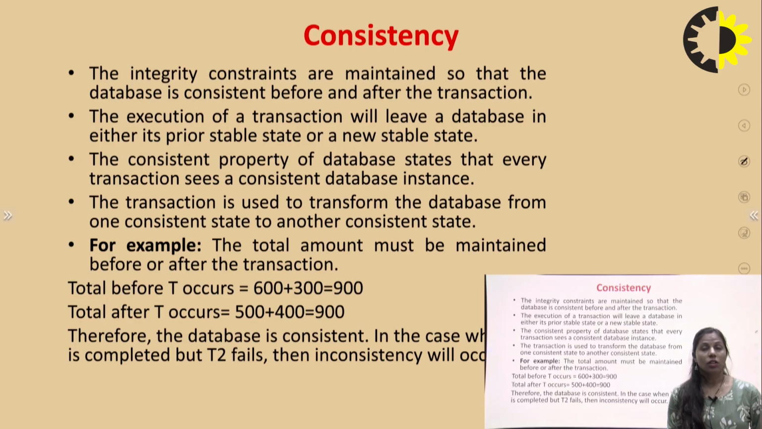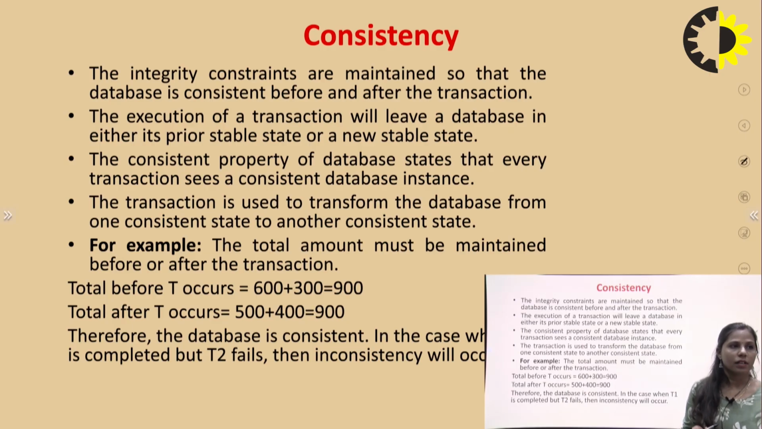So let's talk about consistency. The execution of a transaction will leave our database in either its prior stable state or a new stable state. The consistency property of a database states that every transaction sees a consistent database instance, meaning the value should be correct. The transaction is used to transfer the database from one consistent state to another consistent state. Just understand this by the following example.